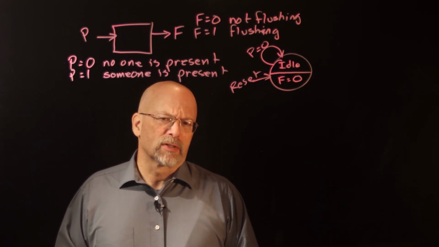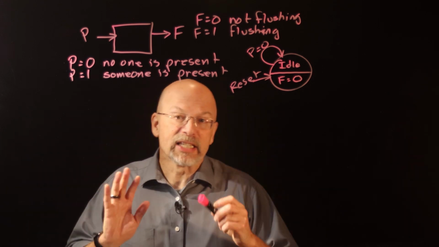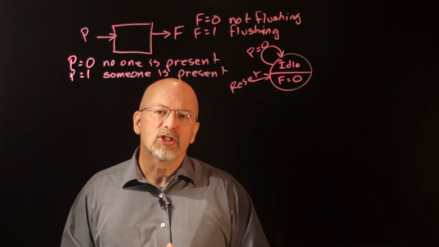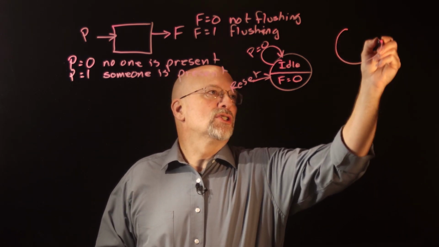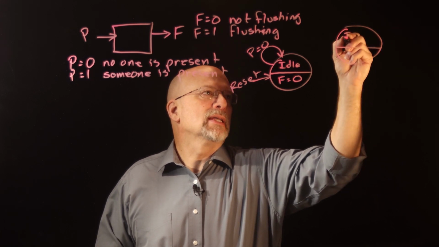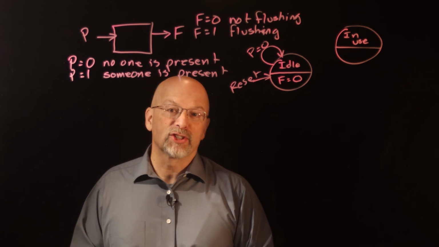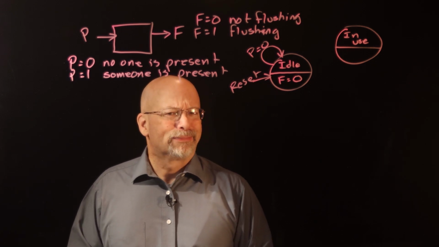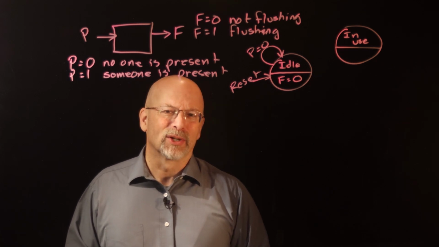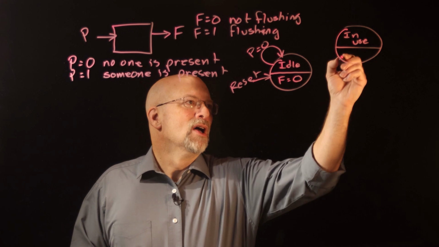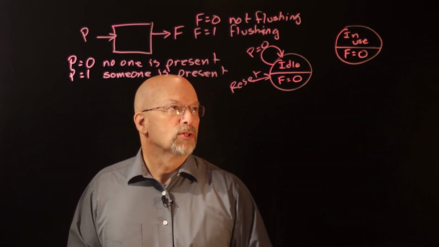If somebody comes up to use the facilities, P equals 1, what do we want to do? Well, we want to transition to a new state, and this new state is going to be in use. So I'm going to have a new state here, and I'm going to call this new state in use. Now, do we want it flushing while it's in use? Probably not. It's probably not appropriate to have the toilet flushing whenever somebody first starts using it. So we are also going to have F equal to 0 for this in-use state.